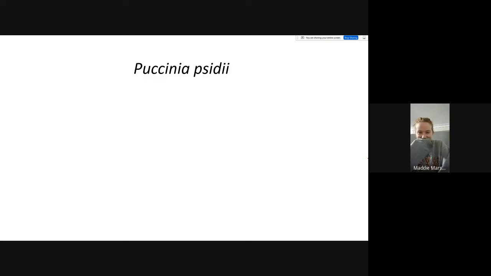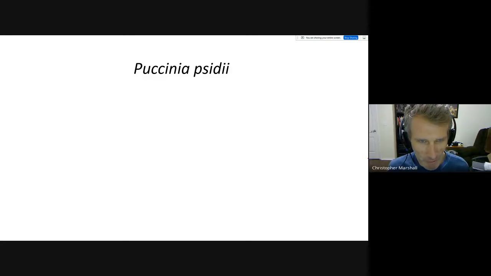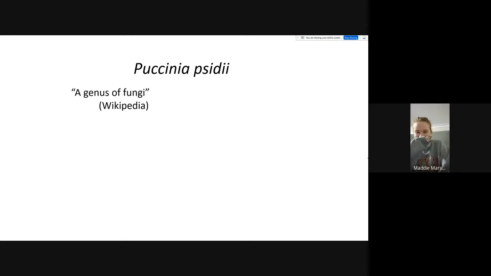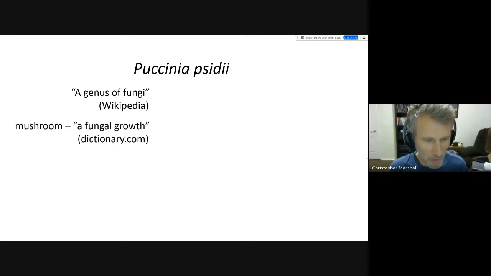So let's break this up. Let's take these one word at a time. The first word, Puccinia. According to the eminently reliable Wikipedia, Puccinia is a genus of fungi. Now, that reminded me of something else, mushrooms, a fungal growth, according to dictionary.com. I quickly saw the connection, and that led me to the obvious conclusion that Puccinia means mushroom.